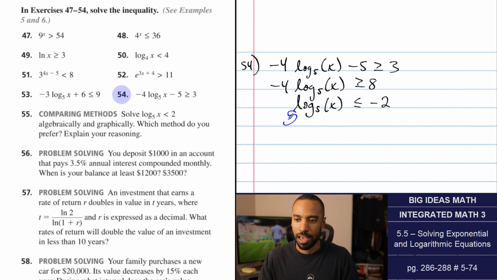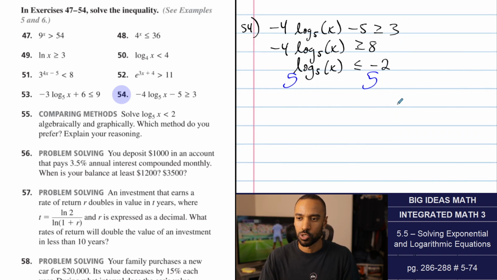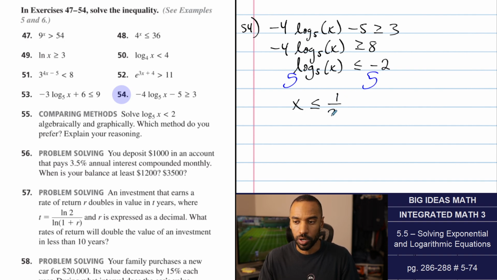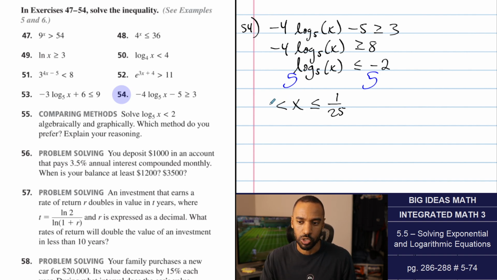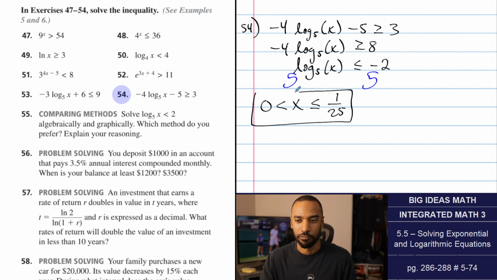And let's still apply that 5 base as we had previously like that. So this will become x is less than or equal to, and 5 to the negative second is 1 over 5 squared, which is 1 over 25. So this would be the answer set, but we have to also stay positive. So we have to stay greater than 0. So the other portion of the inequality is right here, but greater than 0.